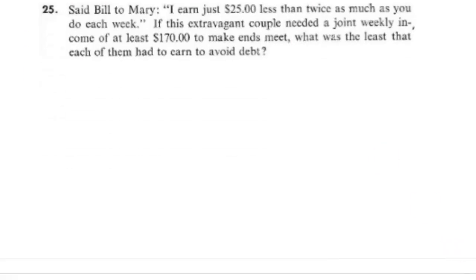Now number 25. Said Bill to Mary, I earn just $25 less than twice as much as you do each week. If this extravagant couple needed a joint weekly income of at least $170 to make ends meet, what was the least that each of them had to earn to avoid debt? We need to figure out Bill's income and Mary's income.